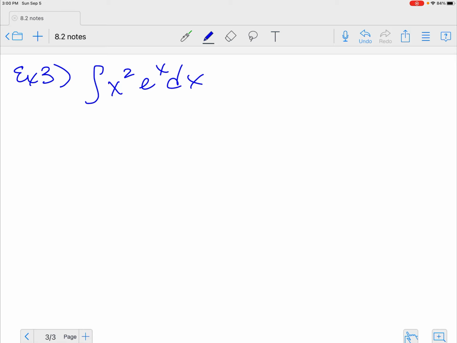And here's the thing. You can do integration by parts infinitely many times. There's no statute of limitations associated with doing integration by parts. So whatever it takes to simplify this down. So let's try this on.